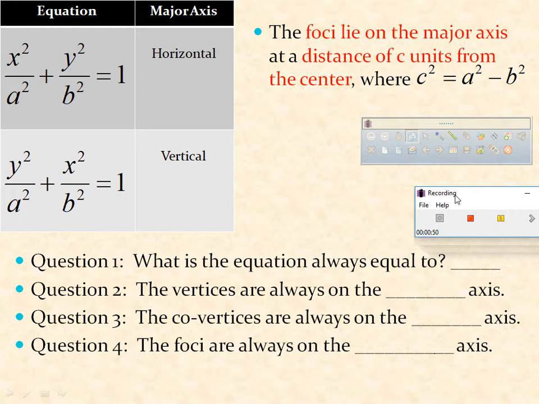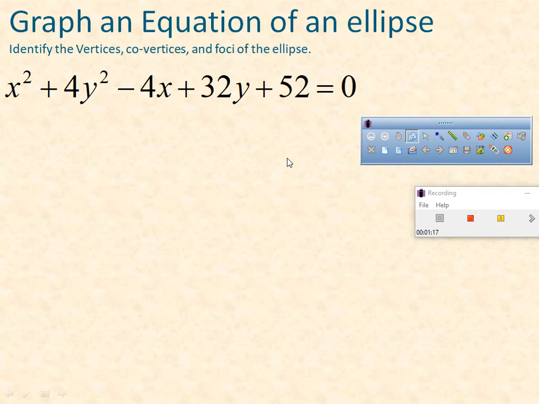So let's take a look at an example right quick, and keep in mind, standard form for an ellipse is always set equal to 1. If I give you this scenario right here, this is an example of an ellipse, but it is not in standard form. How do I know? What does it have to be equal to in order to be in standard form? It's got to be equal to 1. It's not equal to 1, so this is not standard form. This is what we call general form.